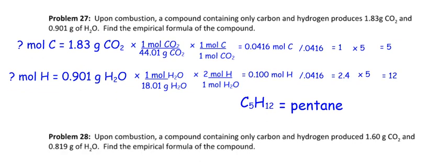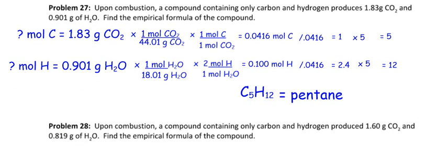So why don't you try problem number 28 all by yourself? Follow the exact same steps. You want to get moles of carbon, you want to get moles of hydrogen from this data. So factor label and get moles of carbon and moles of hydrogen. So pause this, look at what I did up here, and make sure you can do it yourself. So see you soon.